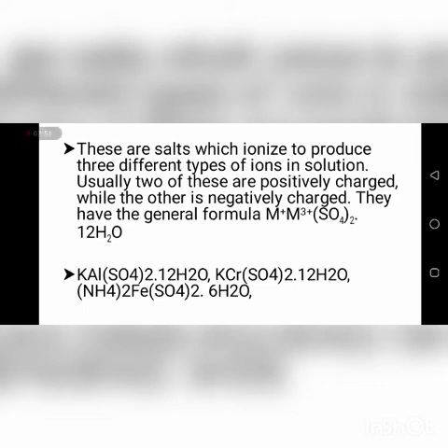For example, we have potassium aluminum sulfate. This is potassium aluminum sulfate hydrate. It contains 12 molecules of water. Okay, and there are other examples of double salt. These are examples of double salt that we are talking about.